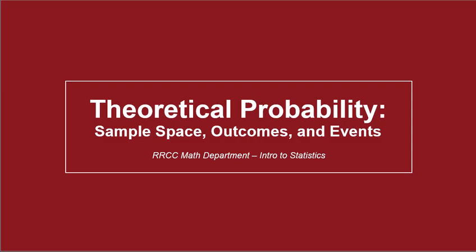Hi everyone, in this video we're going to look at an introduction to theoretical probability covering sample space, outcomes, and events. So I'm going to start with outcomes. An outcome is a single possible result from a defined experiment.